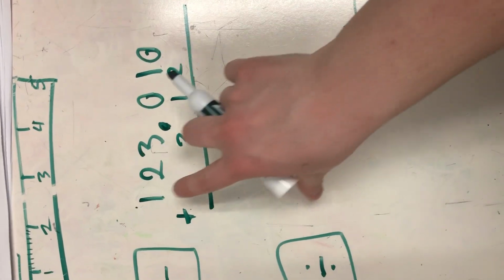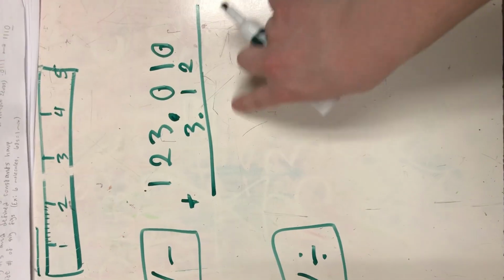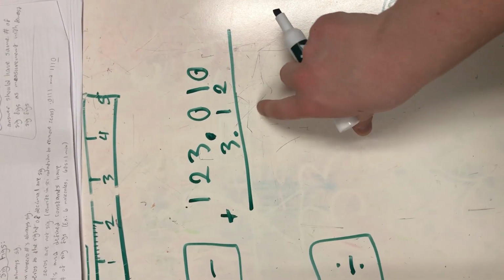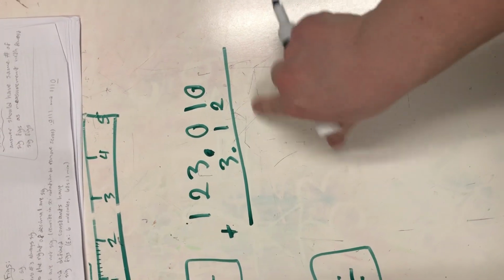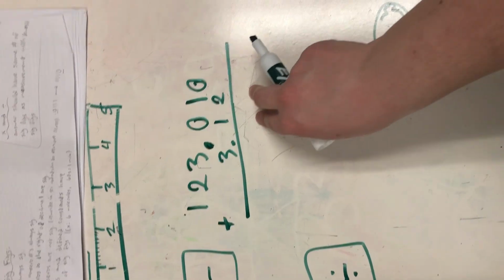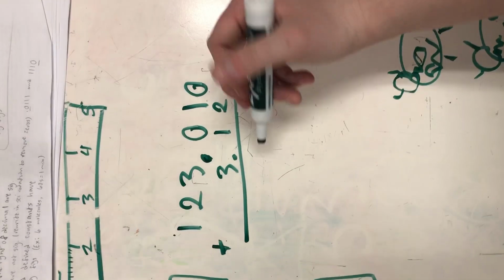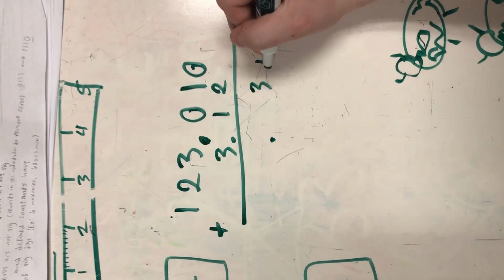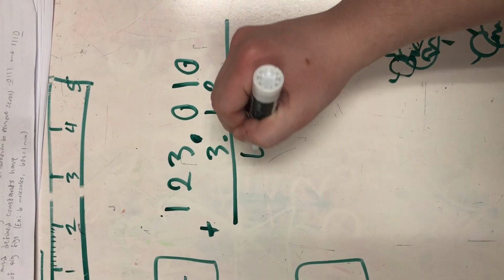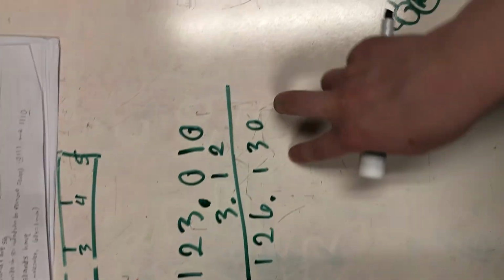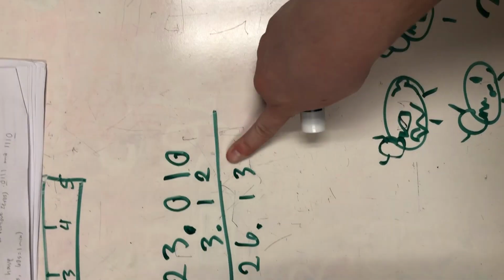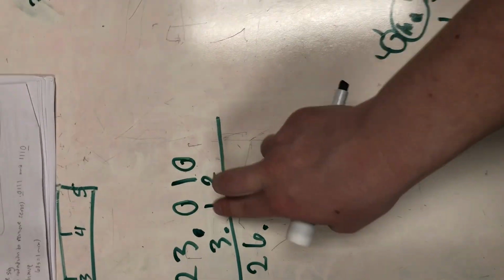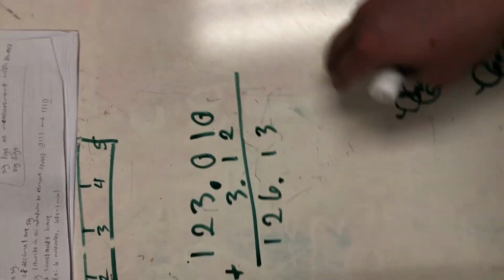So this has 3 sig figs, that has 6. When you get your answer, it should have the same number of decimal places as the smallest number of decimal places for this. Okay, so we only want 2 decimal places because this says 2 decimal places, and that's the smallest number of decimal places.